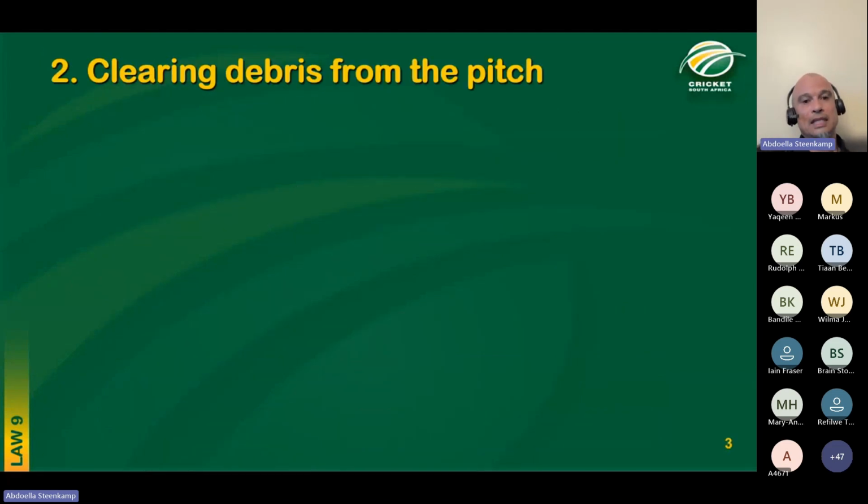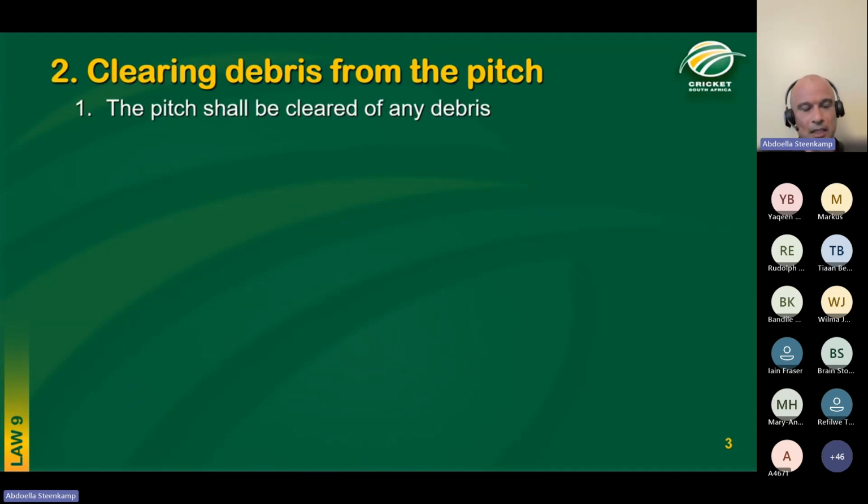So when it comes to the clearing of debris from the pitch, what is this debris? This debris is loose stones, loose pebbles. With the batters running on the pitch and the bowlers running in and delivering, small pieces of the pitch become loose and get scattered across the pitch. The term they use in the law is debris, and the law allows for this debris, the small loose pieces of stone and pebbles, to be cleared from the pitch.